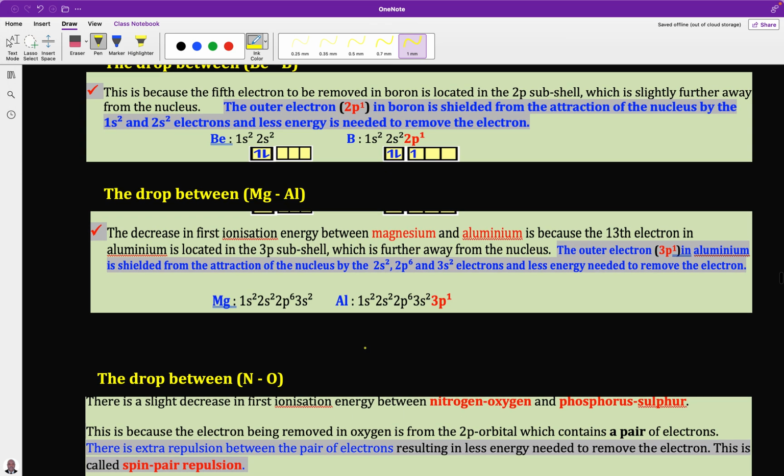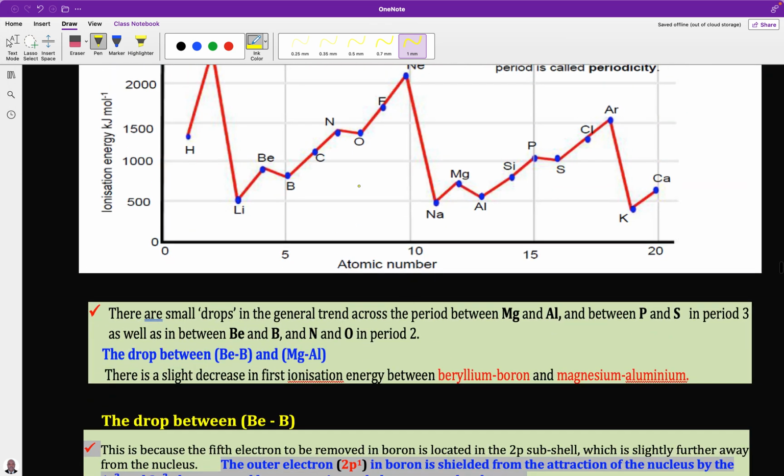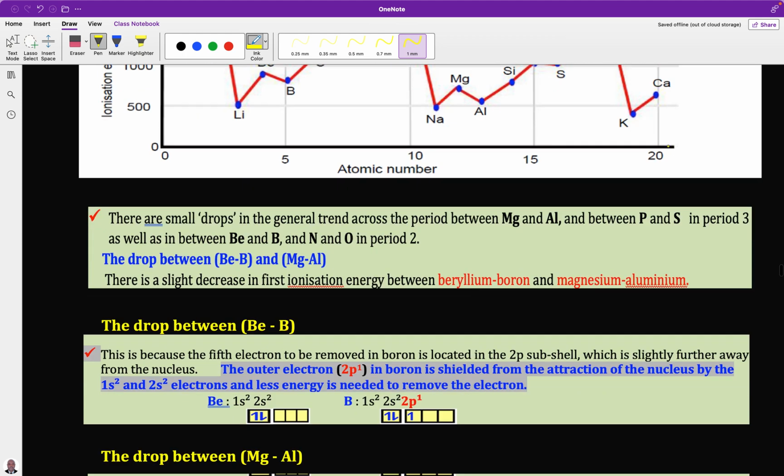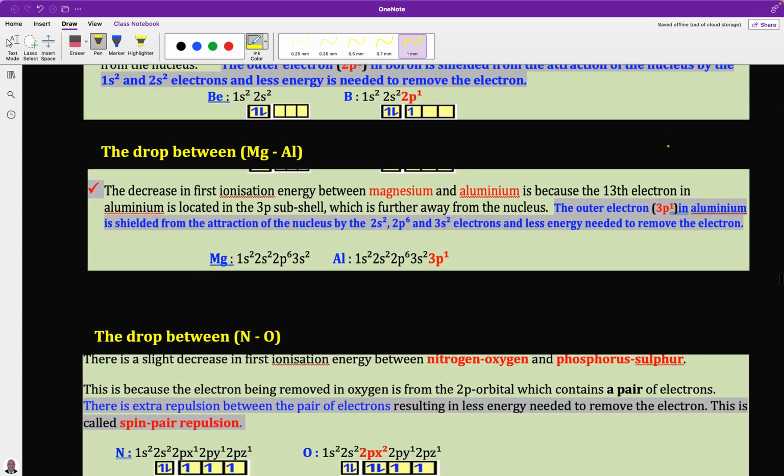The same thing goes for this drop: why is it that oxygen has a lower ionization energy than nitrogen? We are in period 2. We are still explaining period 2 before we go to period 3. In period 2, nitrogen and oxygen.